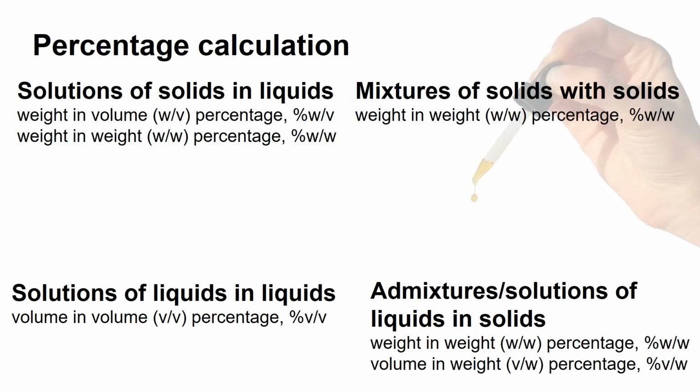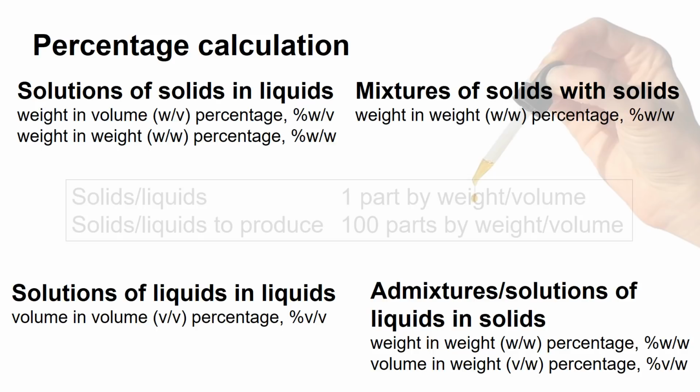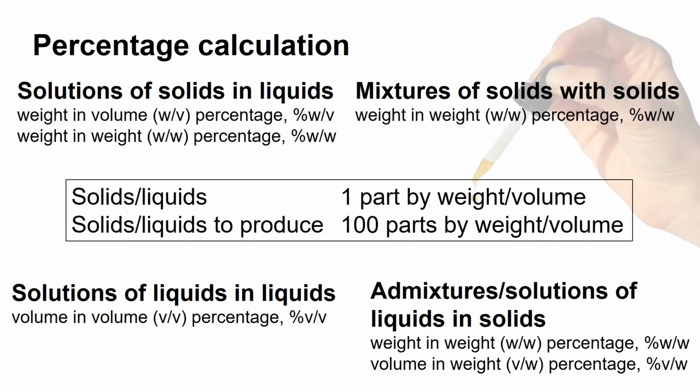So let's take the first example, solutions of solid state in liquid state. The expressions of percentage can be in two forms. It's either weight in volume or weight in weight. In this case, it means that the weight of the solid can be expressed in volume of the liquid or the weight of the liquid. So whatever it is given, remember these golden rules. So it's either solid or liquid.